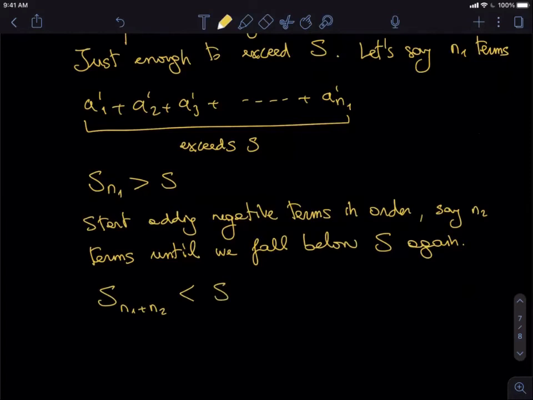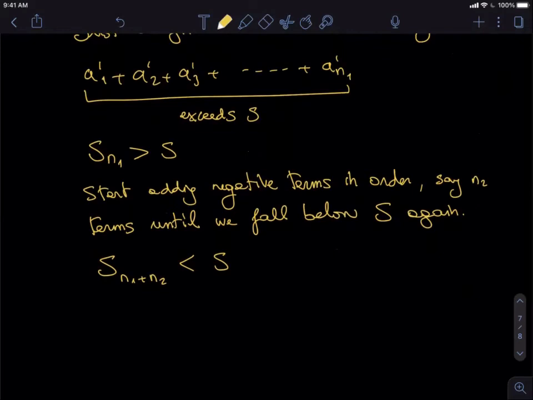Okay, remember here we are rearranging the series. So when I write S n1 plus n2, I don't mean the partial sum of the original series. I mean the partial sum of this rearranged series that we are constructing. And we can always do this. It doesn't matter how far down we need to go, because the series of negative terms is also divergent. We know that it's just a matter of time.